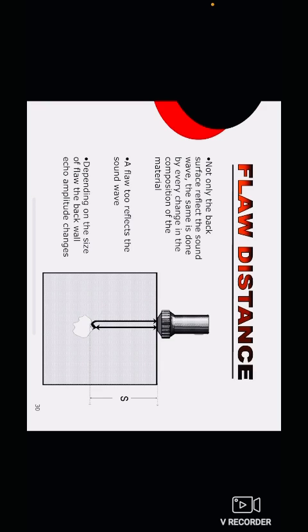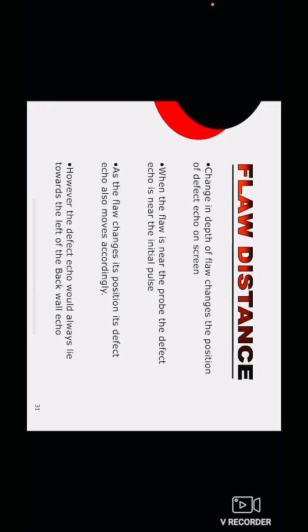Flaw distance. Not only the back surface reflects the sound wave, the same is done by every change in the composition of the material. A flaw too reflects the sound wave. Depending on the size of the flaw, the back wall echo amplitude changes. By using the probe on the object, the corrosion can be found by passing the sound.